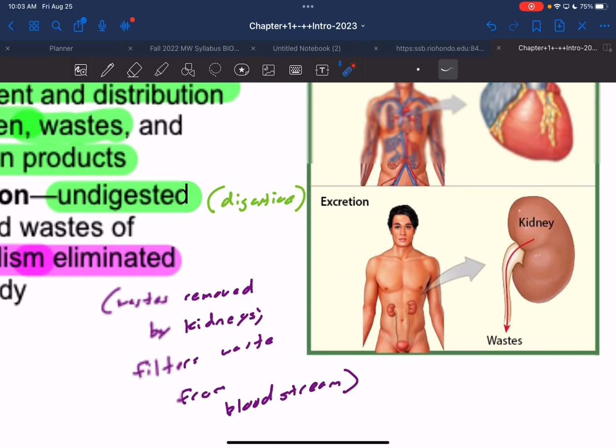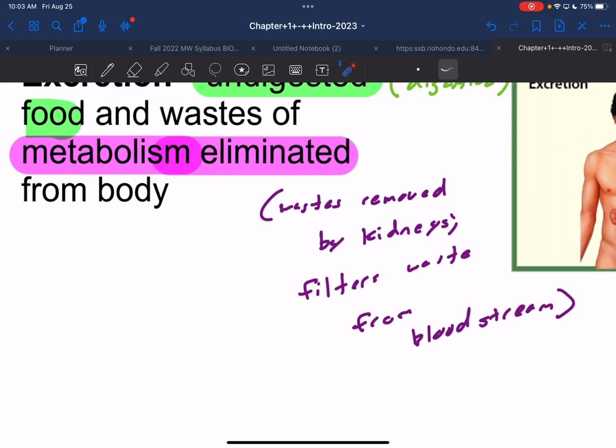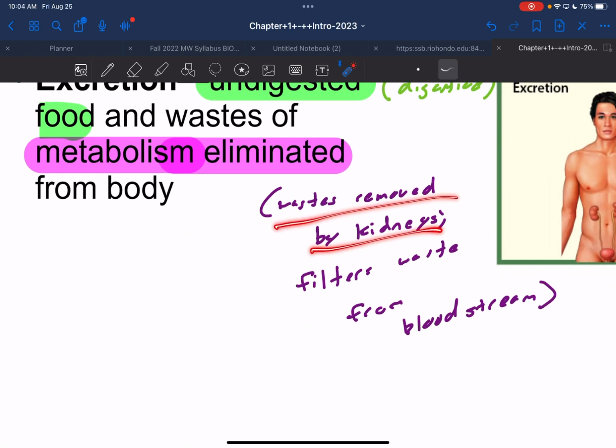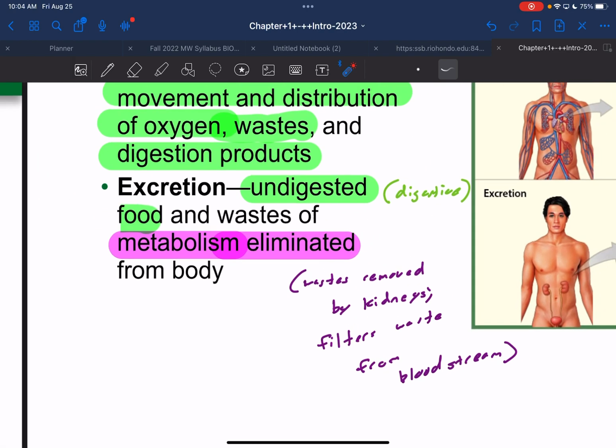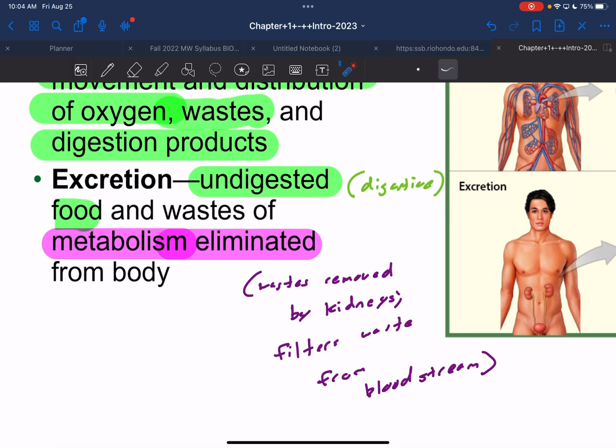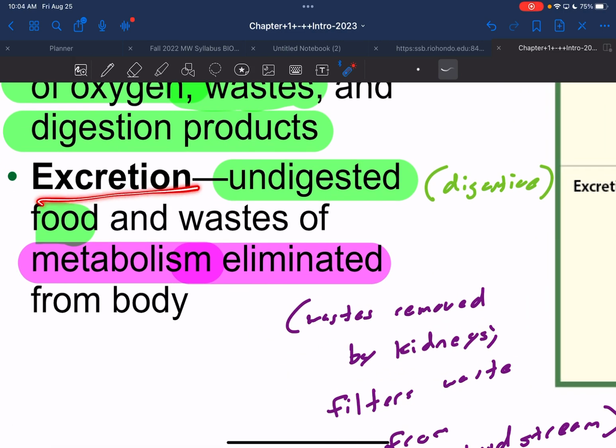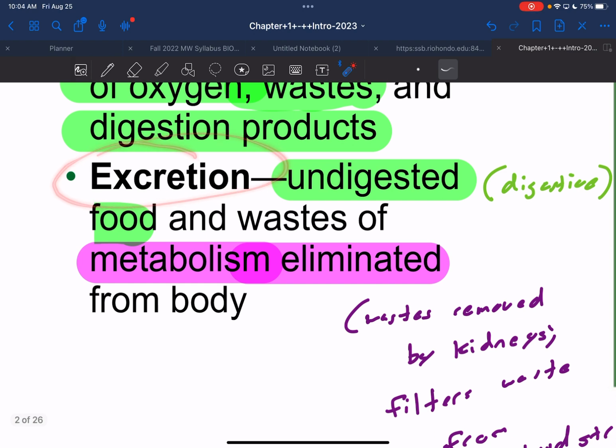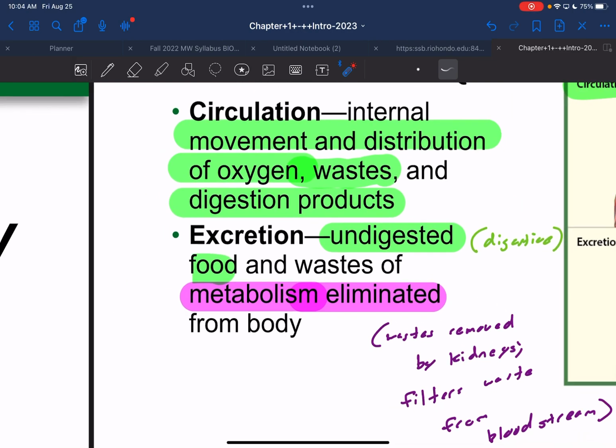We'll talk about that a little bit more in detail, and I have these notes written for you here. Waste removed by kidneys: the kidneys filter the waste from the bloodstream. Just keep in mind that when we talk about excretion, we are talking about urination, but also the production of feces, of undigested food. In other words, what we see in digestion is also considered excretion. Whenever your body is giving off anything, that's what the word excretion implies.